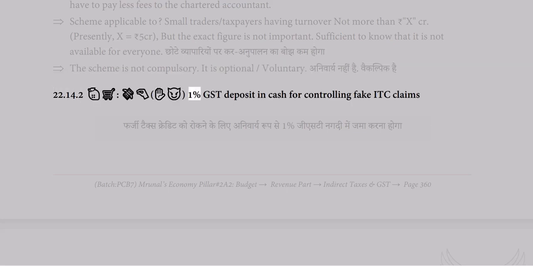22.14.2 1% GST deposit in cash for controlling fake ITC claims.